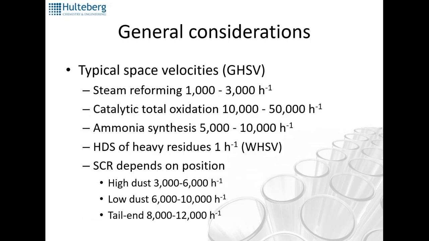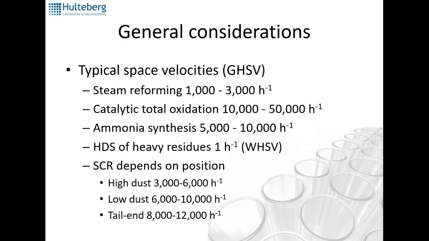If you look at typical operations in chemistry, steam reforming, which is strongly limited by heat transfer and equilibrium constraints, we see rather low space velocities, so between 1 and 3,000 inverse hours. That means that 1 cubic meter of catalyst processes 1,000 to 3,000 normal cubic meters of gas per hour.